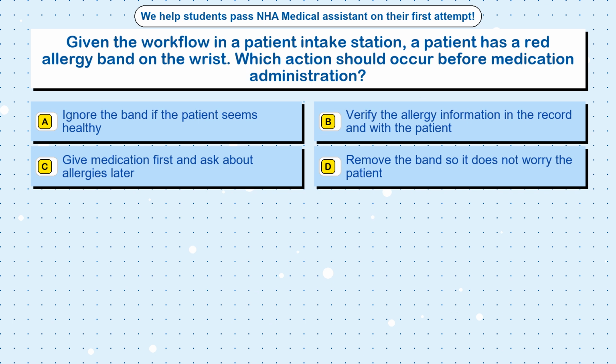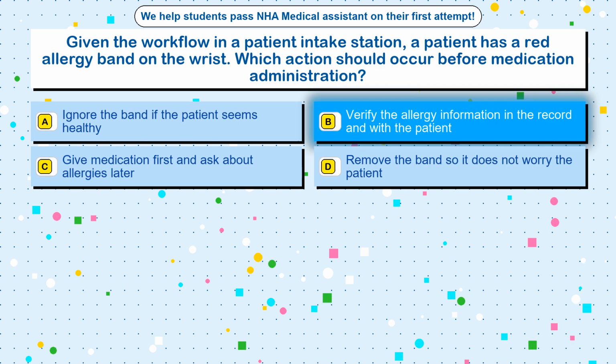Question 26. Given the workflow in a patient intake station, a patient has a red allergy band on the wrist. Which action should occur before medication administration? Option A. Ignore the band if the patient seems healthy. Option B. Verify the allergy information in the record and with the patient. Option C. Give medication first and ask about allergies later. Option D. Remove the band so it does not worry the patient.